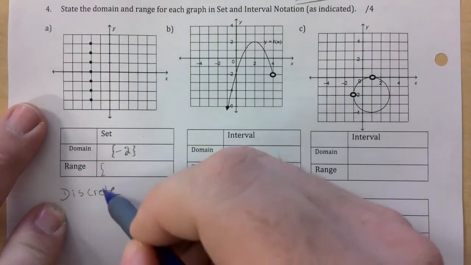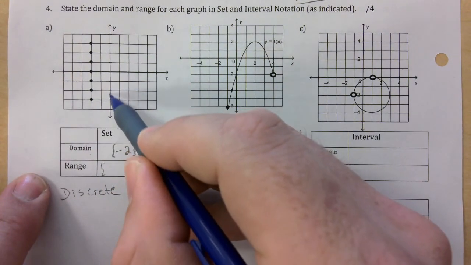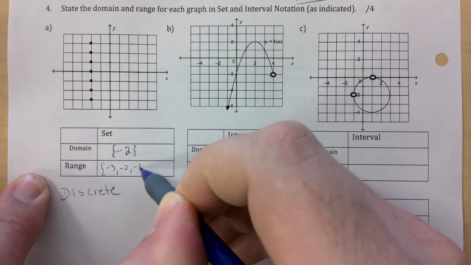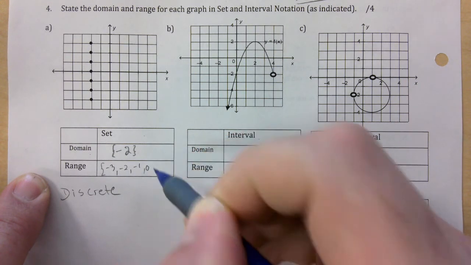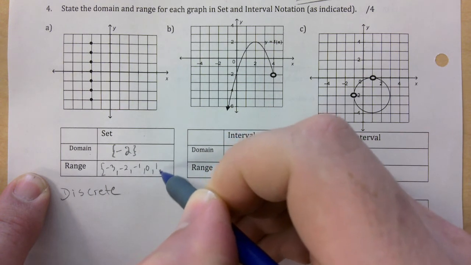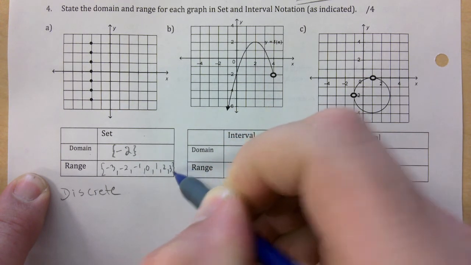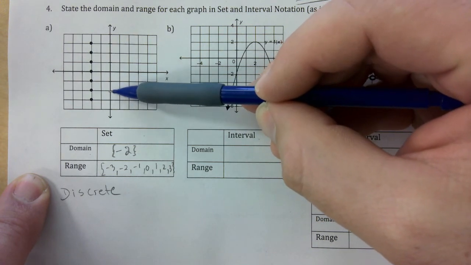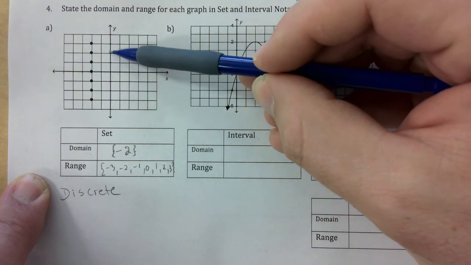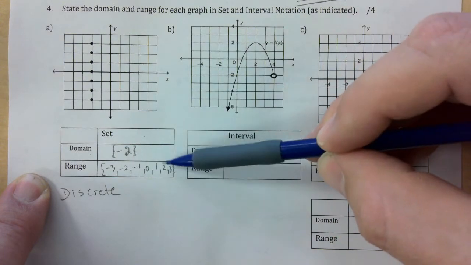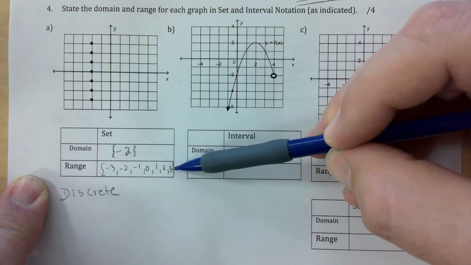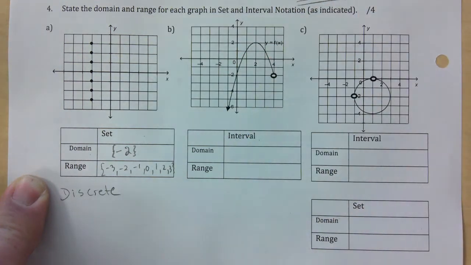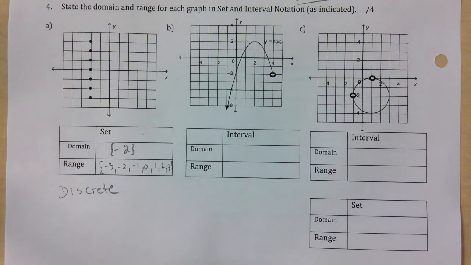And the range here, we are at negative 3, negative 2, negative 1, 0, 1, 2, 3, right? So the range is bigger. There are more data points, but for the domain, it's always negative 2. And we don't repeat. We only write it down once.